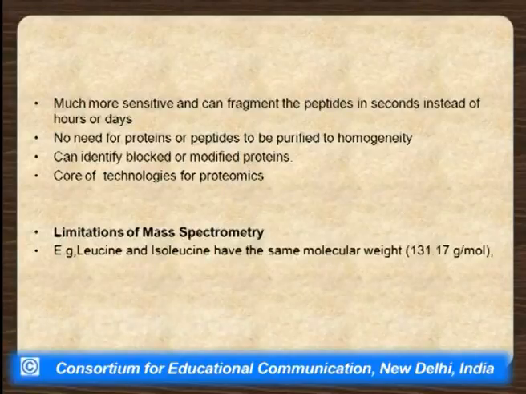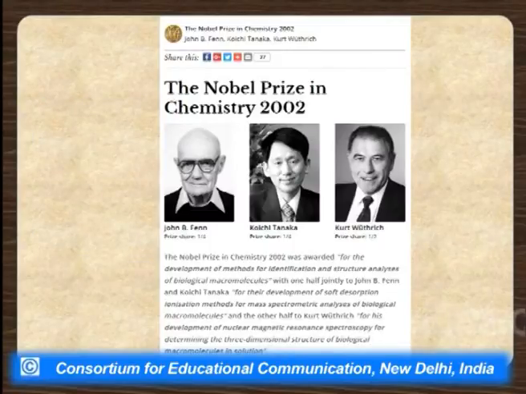However, mass spectrometry also has its limitations, in that some amino acids which have similar molecular weights can result in dubious results. So, this technique has seen development from the year 1978, when we were talking about Edman and Begg automating their sequencers, to Koichi Tanaka and John B. Fenn, who are credited with the discovery of mass spectrometry. So, they had developed the methods for identification and structure analysis of biomolecules.